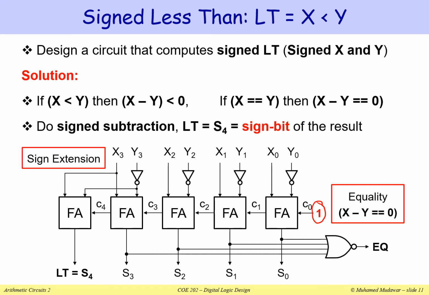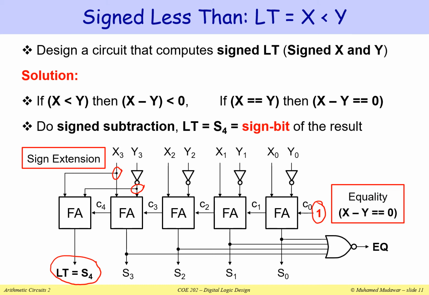Notice that we are using sign extension for x and for y. So we are extending here x3, and we are extending y3 prime, which is just the complement of y3. The most significant bit here, which is S4, is the sign bit, the true sign of x minus y. So if this sign bit is equal to 1, it indicates that x minus y is negative, which means that x is less than y.